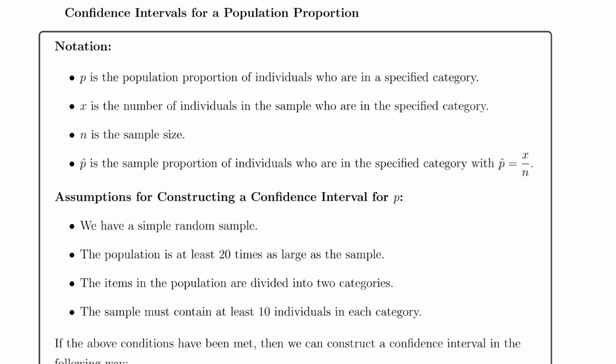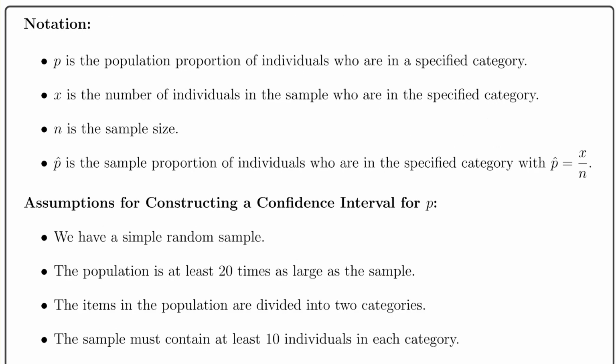In this section, we will discuss confidence intervals for a population proportion. Let's first begin with a bit of notation for this section. We have that P is the population proportion of individuals in a specified category. Next, we take a sample, and our sample size is size n. Of those n individuals who are sampled, X is the number of individuals in the sample who are in the specified category that we're interested in.